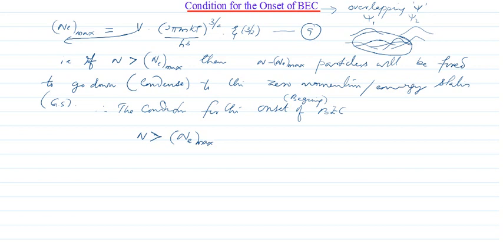So this is N should be greater than Ne max, and Ne max is given by equation number 9. So we can say that N should be greater than Ne max, which is V by h cubed, you can write it in any manner, times 2 pi m kT raised to 3/2 into zeta of 3/2. When N becomes greater than this Ne max, the onset of Bose-Einstein condensation happens. So that is equation number 10.